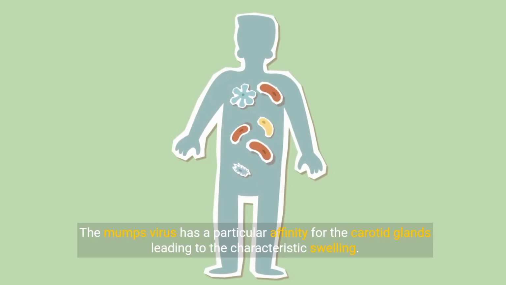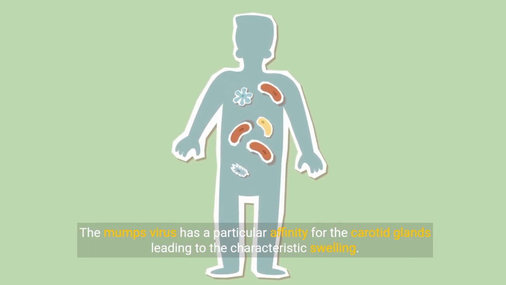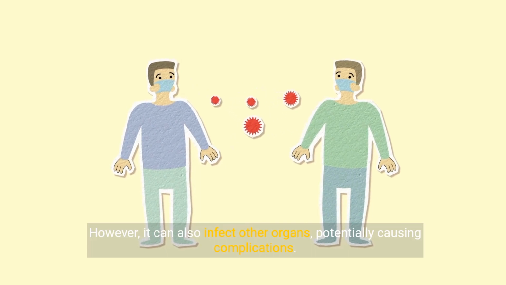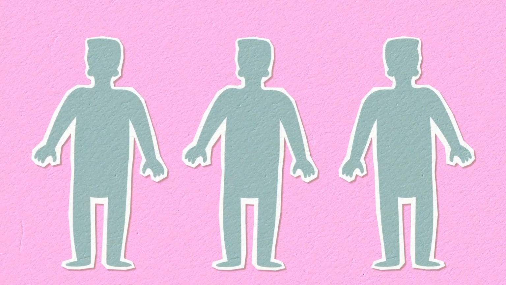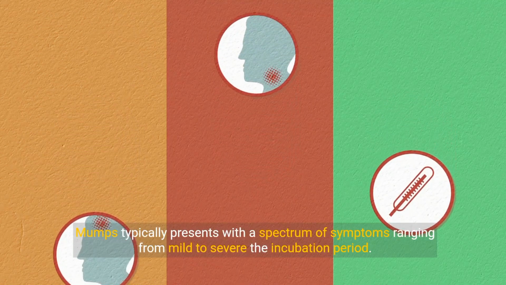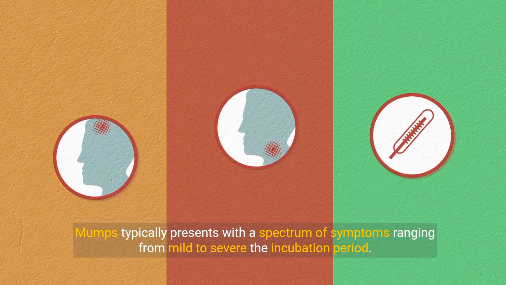The mumps virus has a particular affinity for the parotid glands, leading to the characteristic swelling. However, it can also infect other organs, potentially causing complications. Mumps unveiled: signs and symptoms. Mumps typically presents with a spectrum of symptoms, ranging from mild to severe.